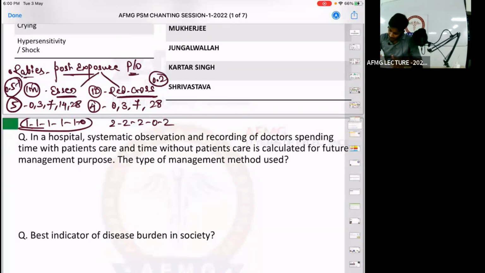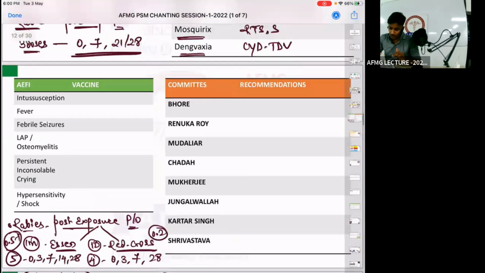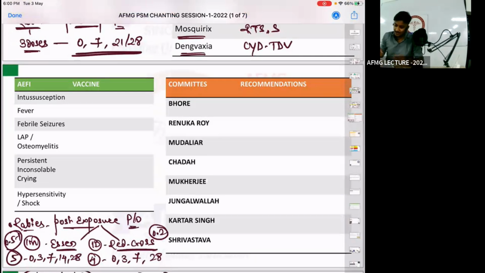Moving further, before that, let's take a break. It's 6 o'clock. No, first do AEFI quickly. AEFI, that is adverse event following immunization. For adverse events, so that there is no side effect of the vaccine, we keep the patient after vaccination under observation for a period of 30 minutes.